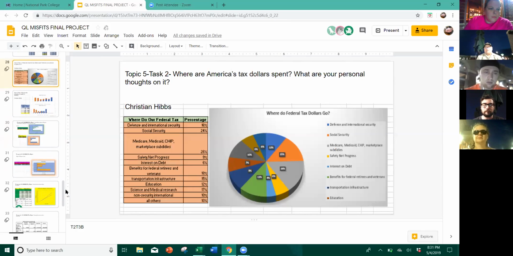Mr. Hibbs, where are America's tax dollars spent, and what are your personal thoughts on it? Well, you can see that our federal tax dollars, if we can zoom in on the presentation, mainly education is very low. Education is only 12% of our federal tax dollars, whereas we use a lot of our federal tax dollars for Medicare, Medicaid, Social Security mainly, and benefits for veterans and federal retirees. My thoughts are it's quite different where our federal tax dollars go compared to our state tax dollars. A lot more of our state tax dollars go towards education, about 25%, whereas with federal, we do not spend that much on education at the federal level. So our state does have different priorities compared to our federal government.